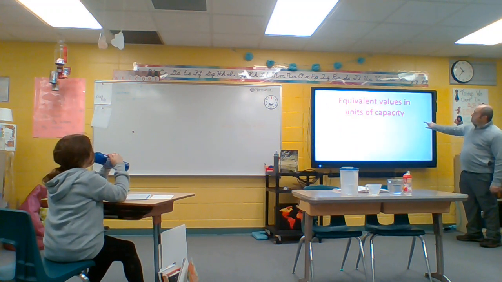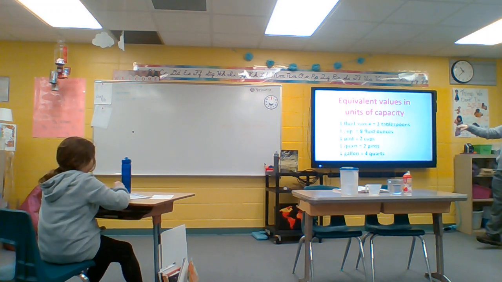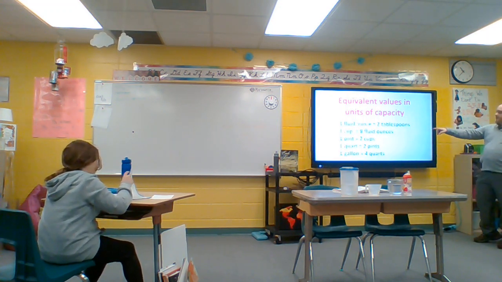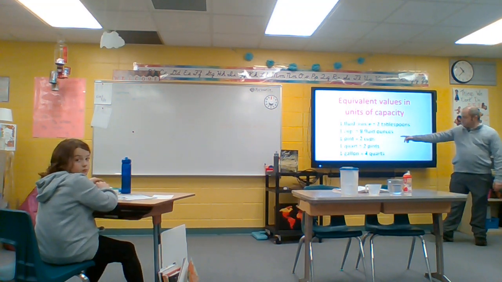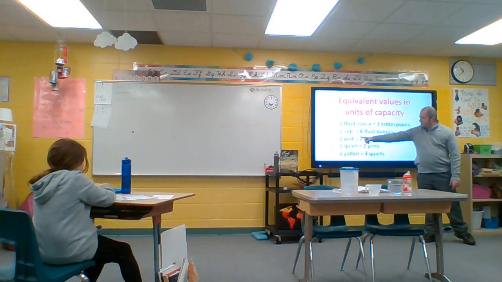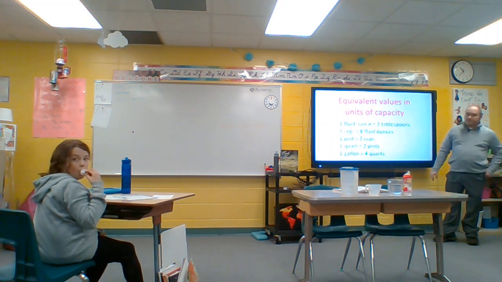So equivalent values in units of capacity: 1 fluid ounce would be 2 tablespoons. 1 cup is 8 fluid ounces. 1 pint would be 2 cups. 1 quart would be 2 pints. And 1 gallon would be 4 quarts.